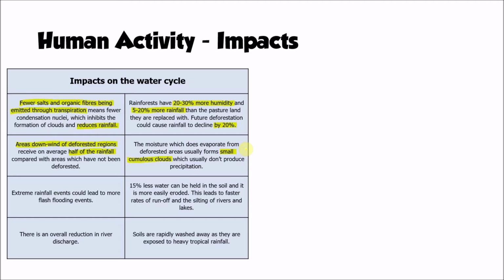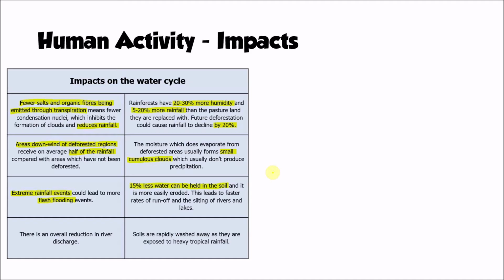In the short term, obviously, if those trees have been lost, then extreme rainfall events could lead to flash flooding because there's less interception. There's also less water being held within the soil, about 15% less, and that's because it's more easily eroded, and that in turn is also going to lead to faster rates of runoff.